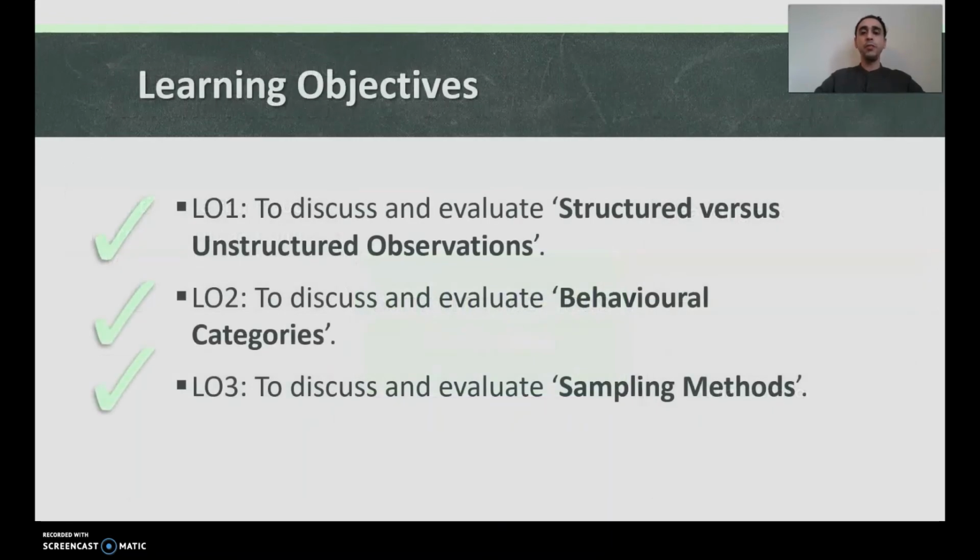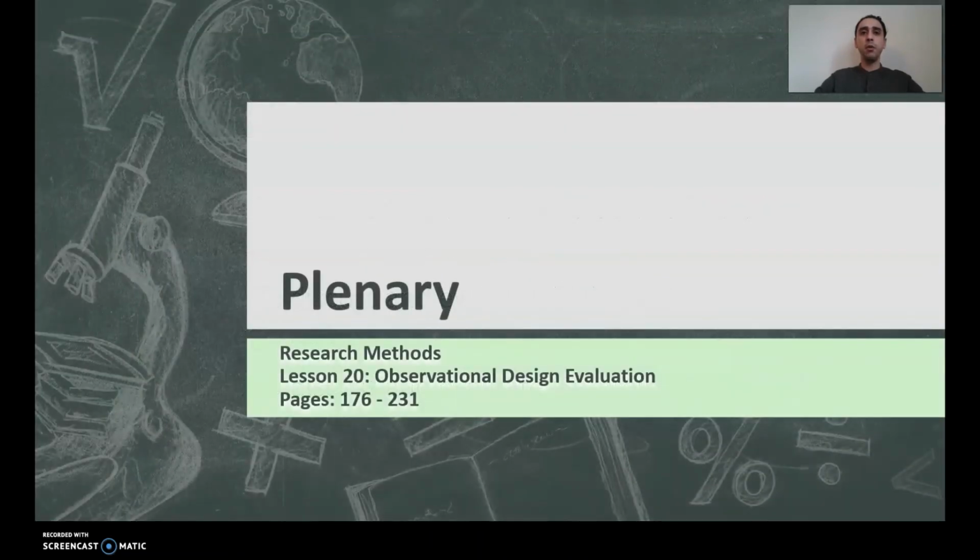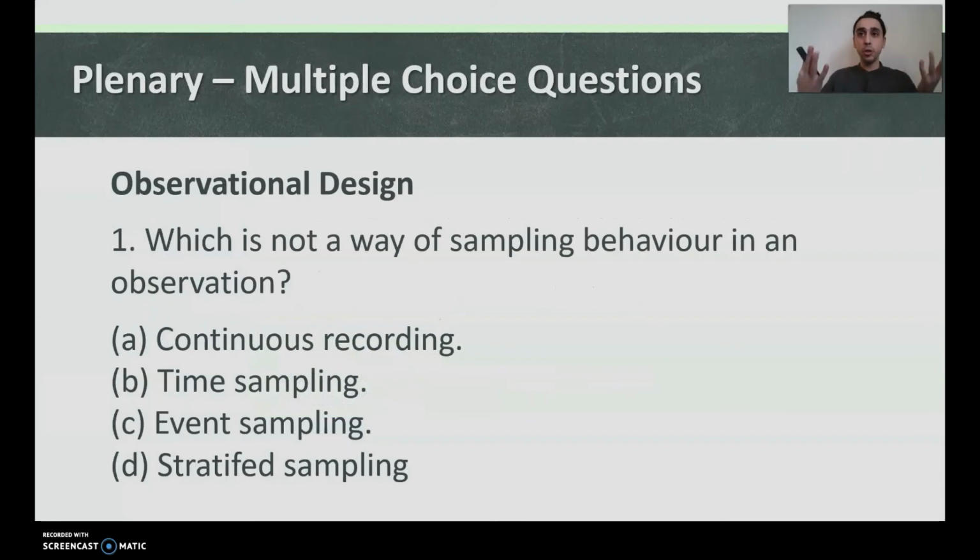There we go. We've done learning objective 3 already. Plenary. What is in the plenary? Some multiple choice questions. Yes, lovely. Our favourite. Anyway, number 1. Which is not a way of sampling behaviour in an observation? Is it A, continuous recording, B, time sampling, C, event sampling, D, stratified sampling? Which is not a way of sampling behaviour in an observation.